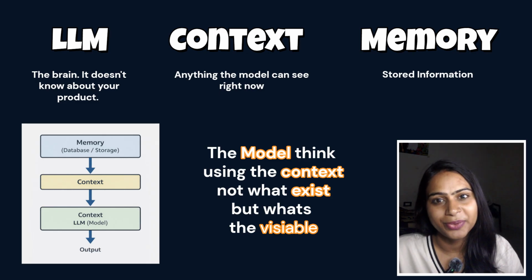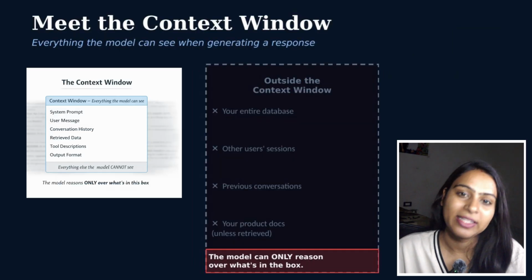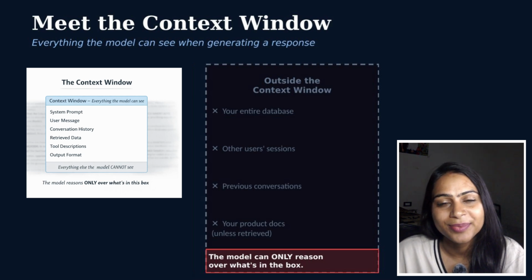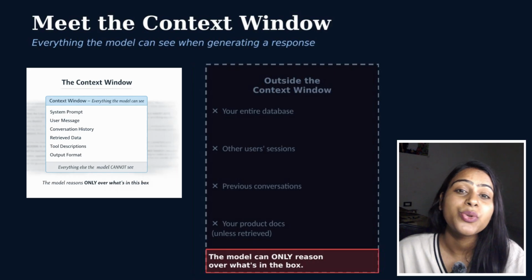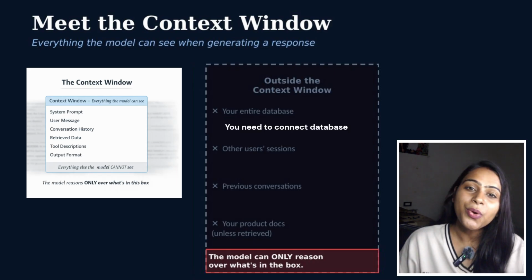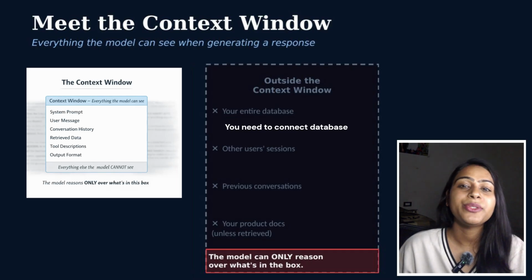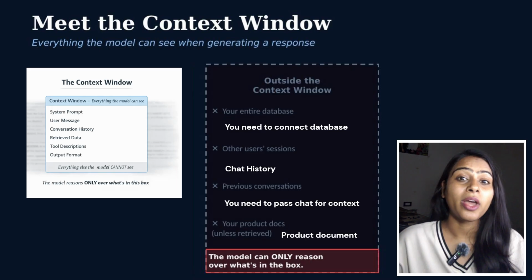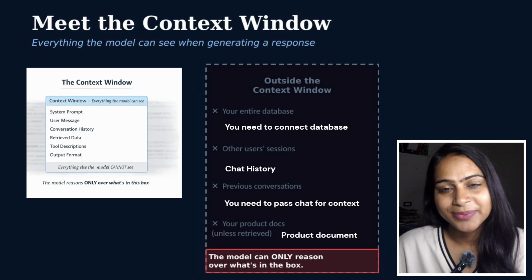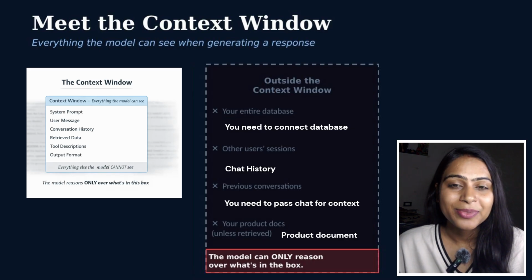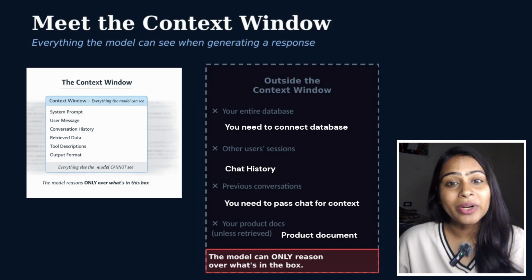This is the context window. Everything the model can see. And here's the key idea. It can't access your database unless you put data here. It can't remember past chat unless you pass it. It can't follow your product unless you define it. So when your AI gives a bad answer, most of the time the context was wrong.